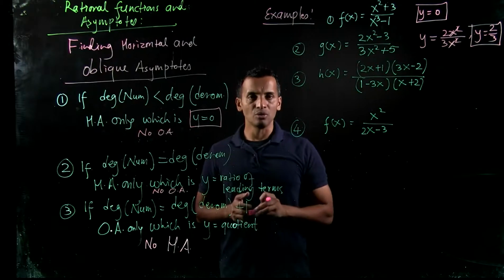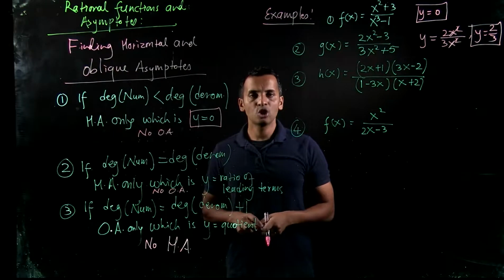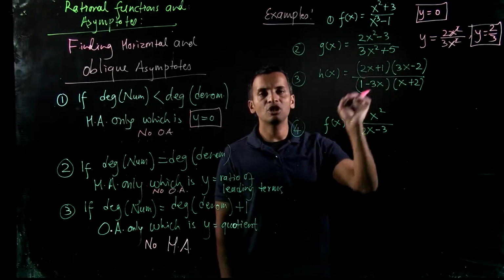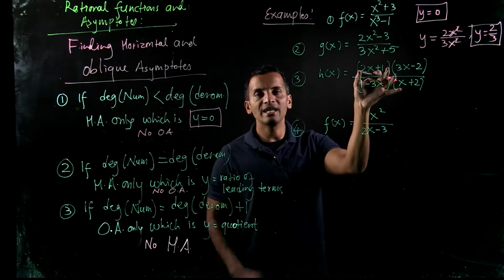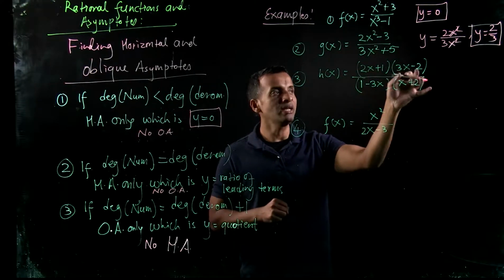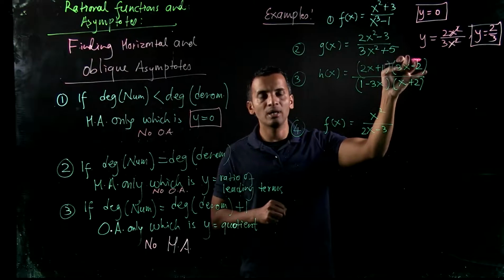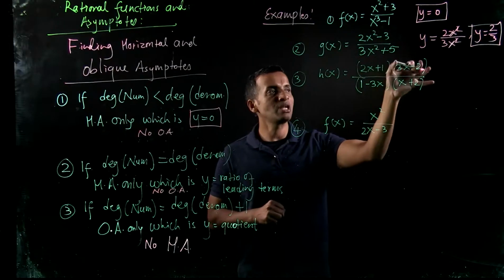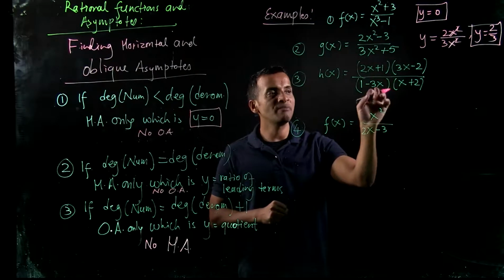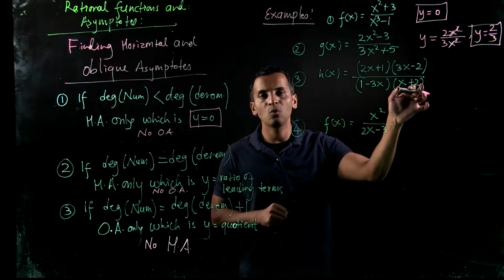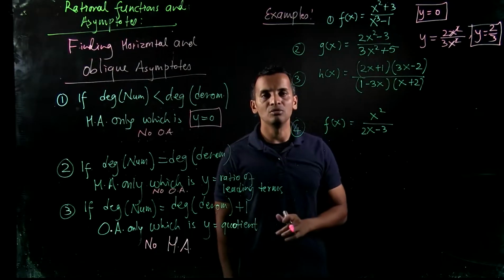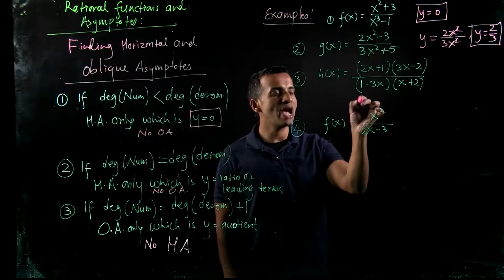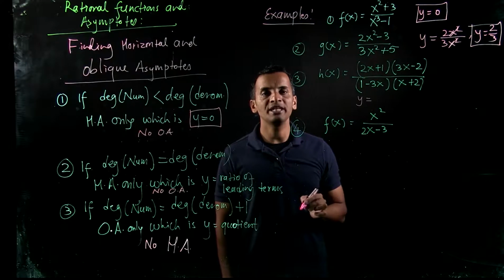Sometimes though you will have to FOIL the top and bottom to find the leading term. For example, here what is the degree of the top? The first factor has degree 1 because the highest exponent is 1. The second factor has degree 1 as well, but these two factors are multiplied, meaning the degrees will be added. So the top has degree 1 plus 1, that is degree 2. The bottom also has degree 1 plus degree 1, so degree 2. So they have equal degrees. How do we find the asymptote then? We write y equals the ratio of the leading terms.